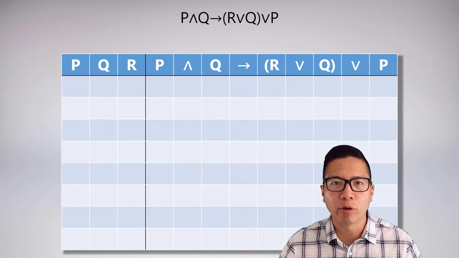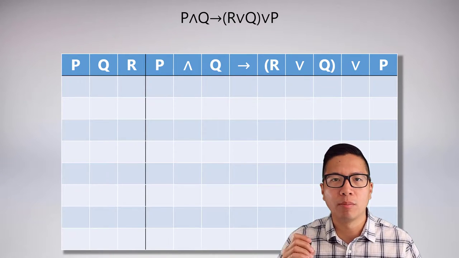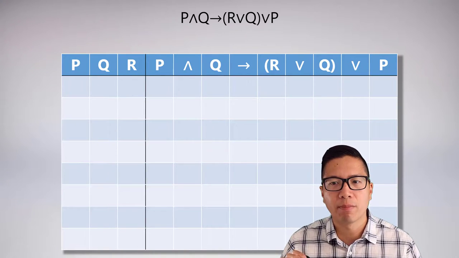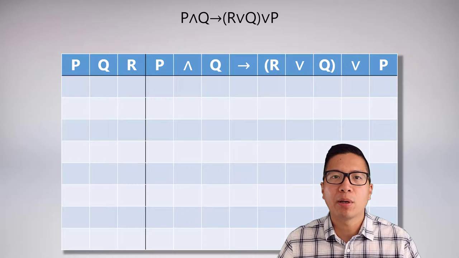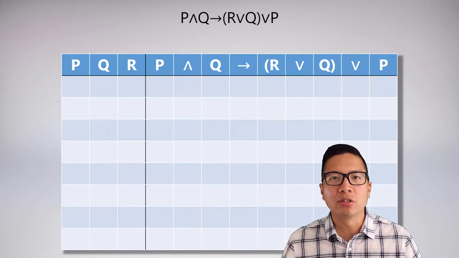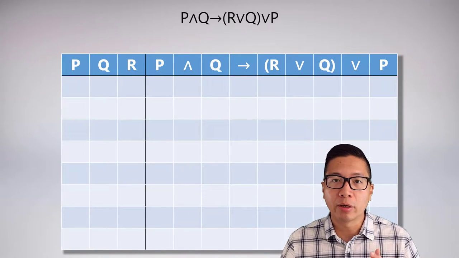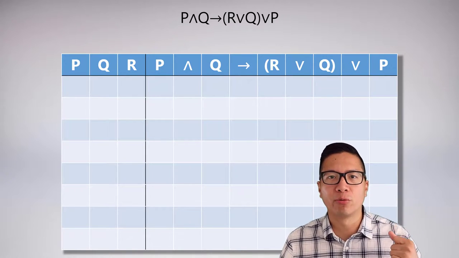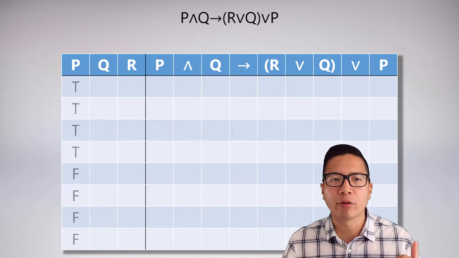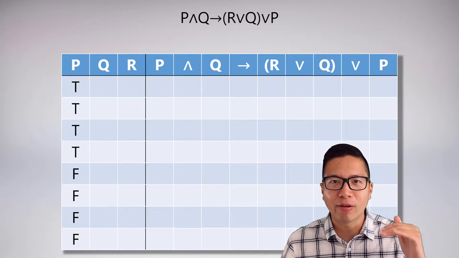So here's my table with my eight rows, and like before, I have a column for each atomic letter, and I have a column for each connective present in the statement. In order to fill out the eight possibilities, it's not good to memorize how they look. The easy way is just to know this sort of splitting technique. For your first atomic letter, in this case P, you split the rows in half so that the top half of the rows are true and the bottom half of the rows are false. So you get TTTT, FFFF.